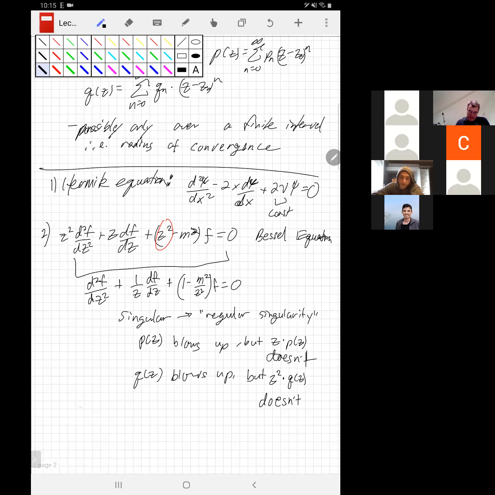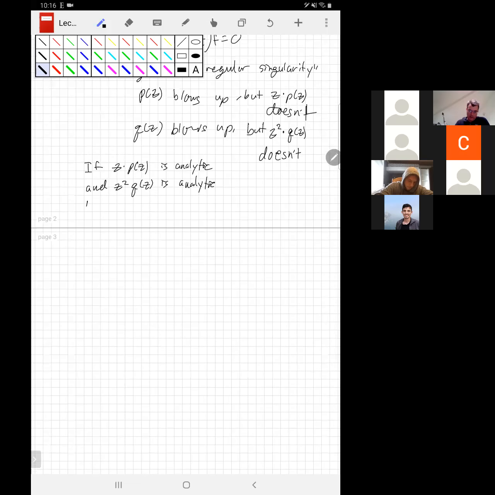One way to think about it is that if z times P of z is analytic, which means it doesn't blow up, it's differentiable, and you can write it in terms of a Taylor series, and z squared Q of z is analytic, then P could be written as some other function S of z over z, Q equals T of z over z squared.